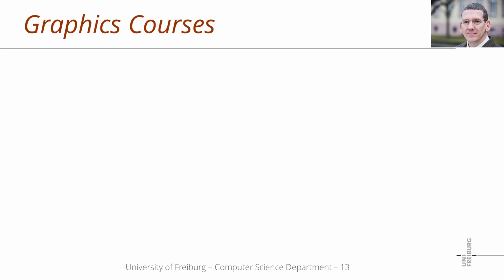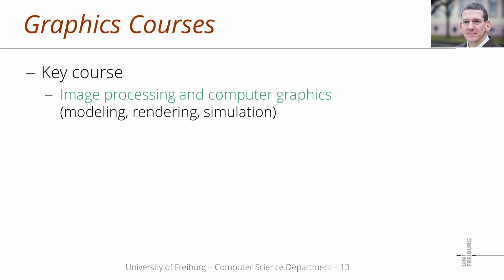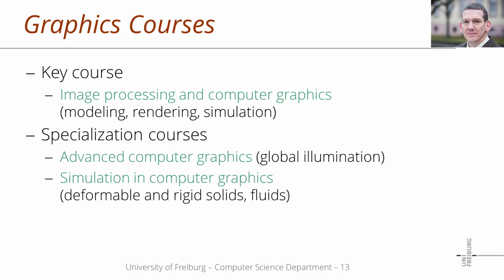This slide summarizes our teaching activities. First of all, we offer this key course where we talk about selected aspects of modeling, rendering, and simulation, with a main focus on rendering. In addition to the key course, we offer two specialization courses. One specialization course is concerned with rendering, the other one focuses on simulation.